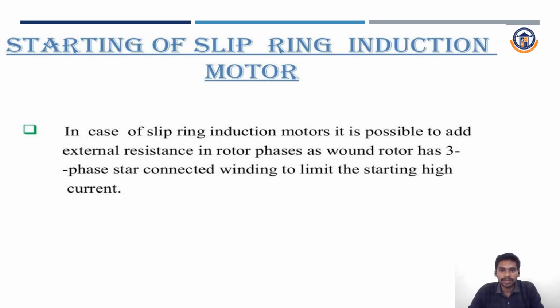Next, starting of slip ring induction motor. The slip ring induction motor is a three-phase AC motor. It is a very essential motor in day-to-day life. In case of slip ring induction motor, it is possible to add external resistance in the rotor phases, as the rotor has a three-phase star connected winding, to limit the high starting current. The starter connects the external resistance to the rotor of the motor to limit the high starting current. This is one kind of starting method of three-phase slip ring induction motor.